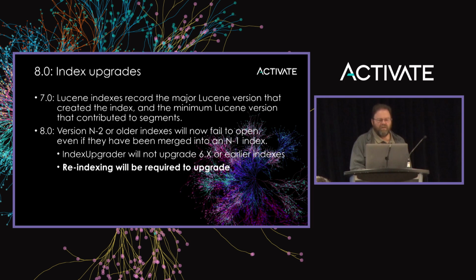Next topic for 8.0, index upgrades. This one is not fun. At 7.0, Lucene indexes started recording the major Lucene version that created the index, and also the minimum Lucene version that contributed to segments. Based on that information, Lucene, and so also Solr 8.0, will refuse to open indexes that were created with version n-2 or older, even if they have been merged into an n-1 index.